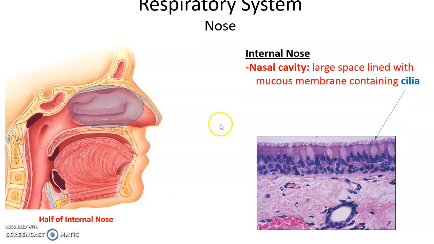The internal nose, inside the nose, you find the nasal cavity. This large space that is lined with a mucous membrane. This mucous membrane has many ciliated epithelial cells. It has cells that are producing mucus. That's the name mucous membrane. And cilia that will move the mucus along.